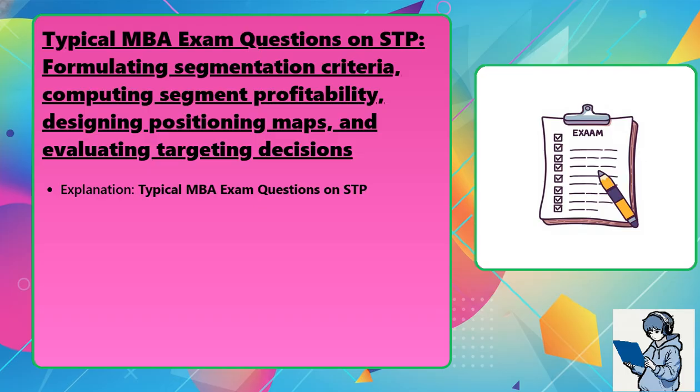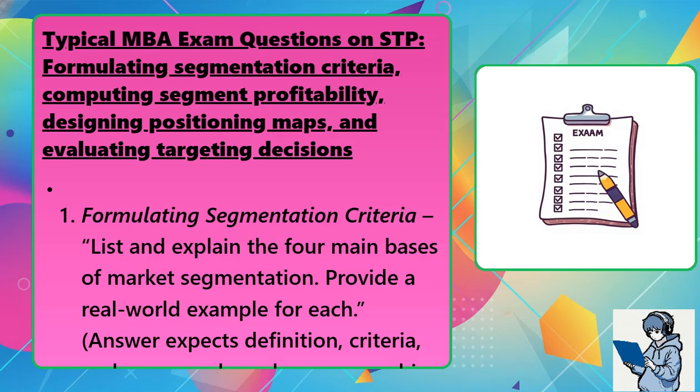Explanation: typical MBA exam questions on STP. 1. Formulating segmentation criteria. List and explain the 4 main bases of market segmentation. Provide a real-world example for each. Answer expects definition criteria and an example, such as geographic: McDonald's menu variations by country.